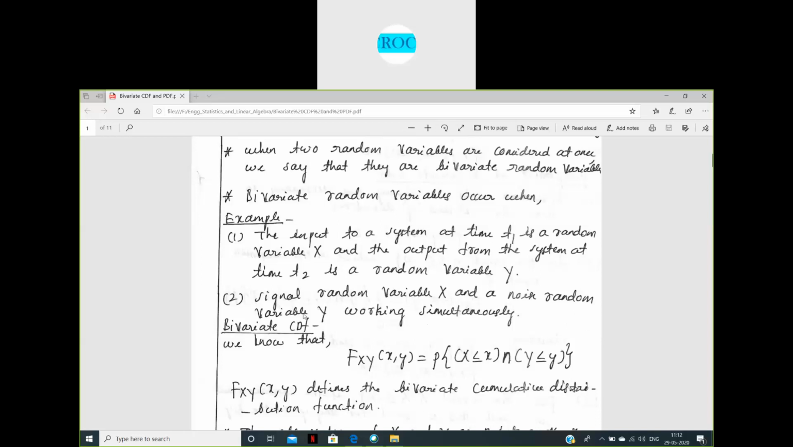One more scenario we can have is where signal and noise are associated. For the signal we have one random variable X, and for the noise we have one more random variable Y which is defined. So what we understood here is that when I say bivariate random variable, it is nothing but two random variables considered at once.